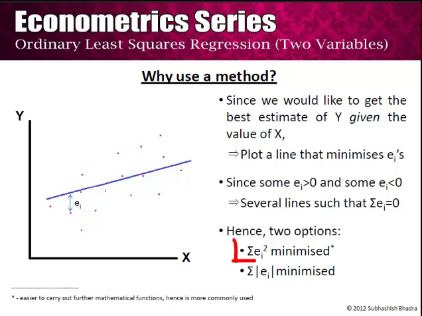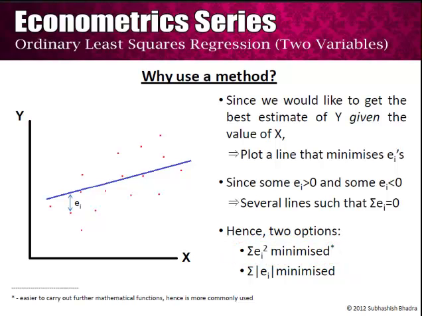Firstly, we can minimize the sum of squares of EIs. Since we are squaring the EIs, all EIs become positive, and we then try to minimize the sum of EI squares. Or another methodology is to minimize the sum of the absolute value of EI. In both cases, what we are doing is we are getting rid of the sign of EI, because it does not matter to us whether the EI is less or greater than 0. What matters to us is that EI should be minimum. However, mostly we choose the first methodology, that is minimizing the sum of squares of EIs, because it is easier to carry out further mathematical treatment on this value.